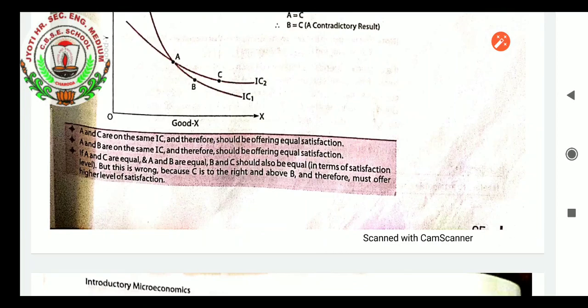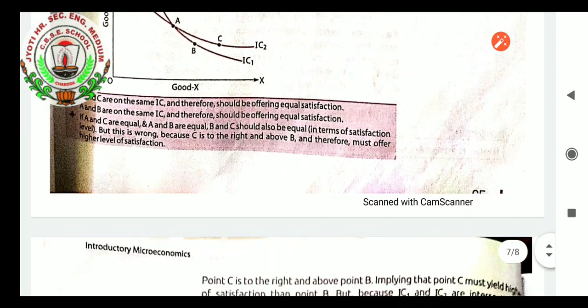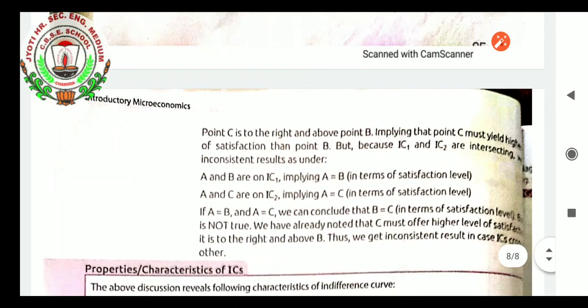each other. A and C are on the same IC curve, and therefore should be offering equal satisfaction. But we know that equal satisfaction cannot be. Like an apple and an orange cannot satisfy a person equally. So that is the rule. Because of that they do not intersect each other.